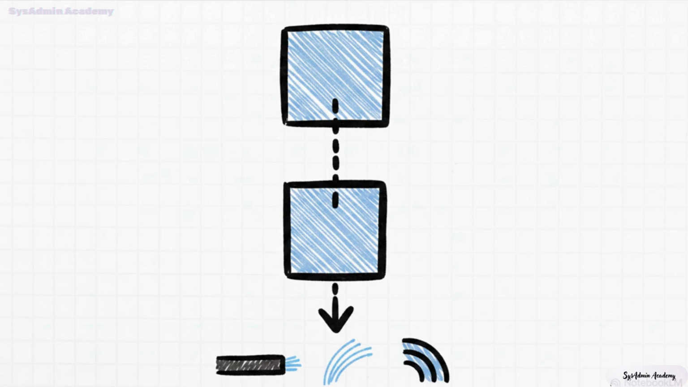Each layer passes the data and the control information down to the layer immediately below it, crossing those interfaces until it hits rock bottom. And below layer 1 lies the physical transmission medium. We're talking copper cables, fiber optics, or Wi-Fi radio waves. That is where the actual physical transmission finally takes place.